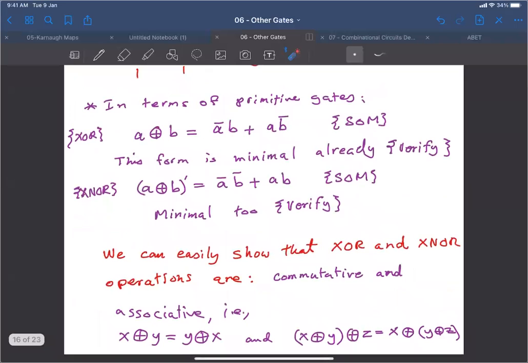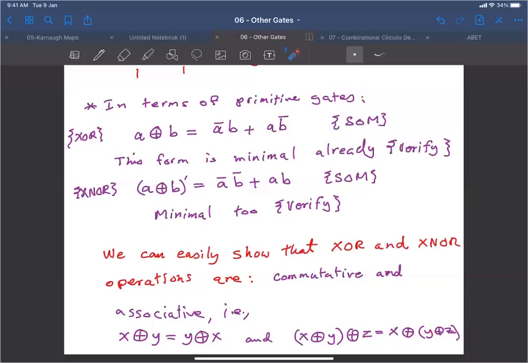Now, there are properties of the XOR gates, and we can show them easily. For example, you can show that XOR is commutative, just like XNOR as well. So X XORed with Y is the same as Y XORed with X. It is also, surprisingly, associative. X XORed with Y, and the whole thing XORed with Z, is the same as X XORed with Y XORed with Z in brackets, or you can remove the brackets altogether, and it's still the same answer.